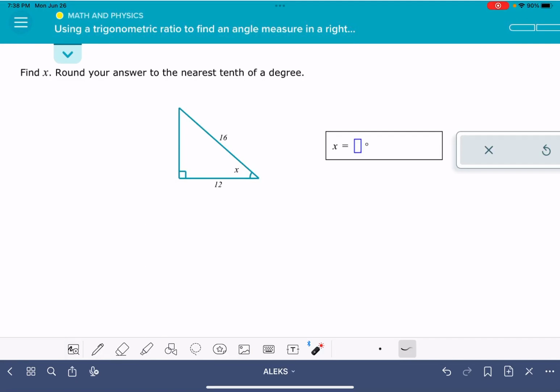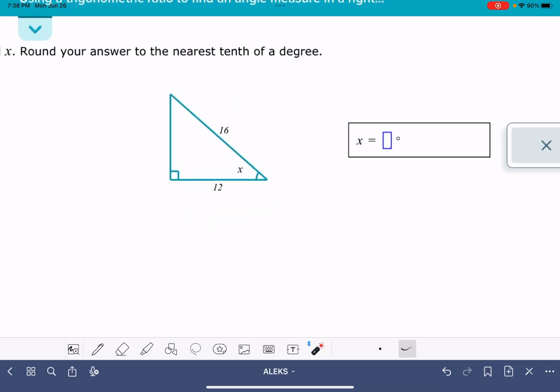In this video, I'll show you how to solve the ALEKS problem called using a trigonometric ratio to find an angle measure in a right triangle. This problem is going to give you a right triangle with the lengths of two sides provided, and it's going to ask you to find the value of one of the angles.